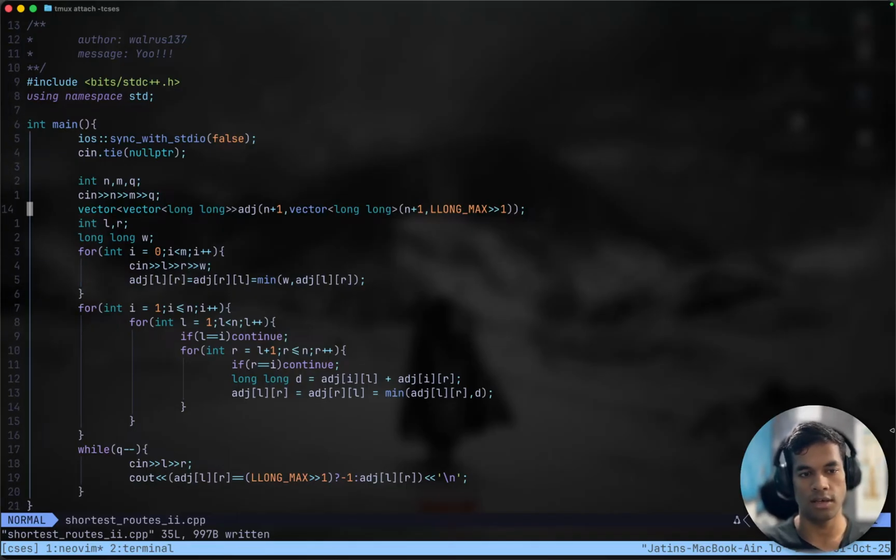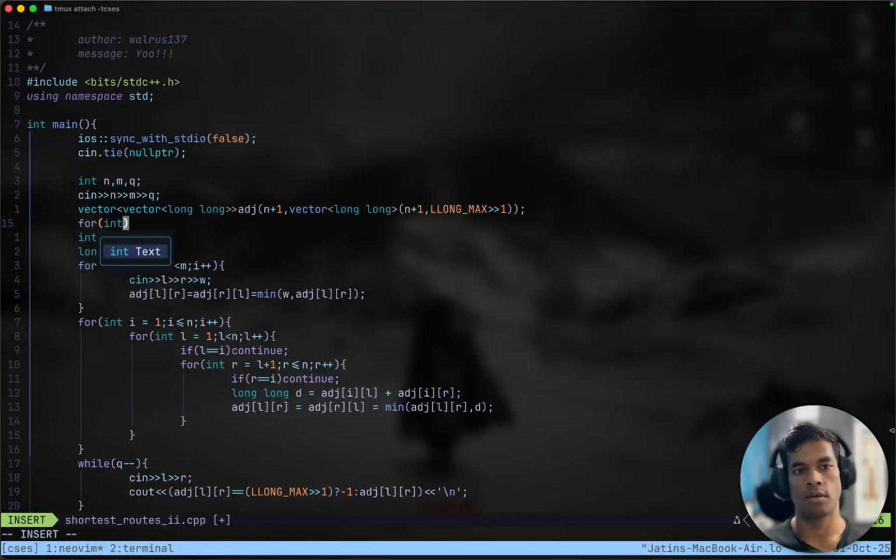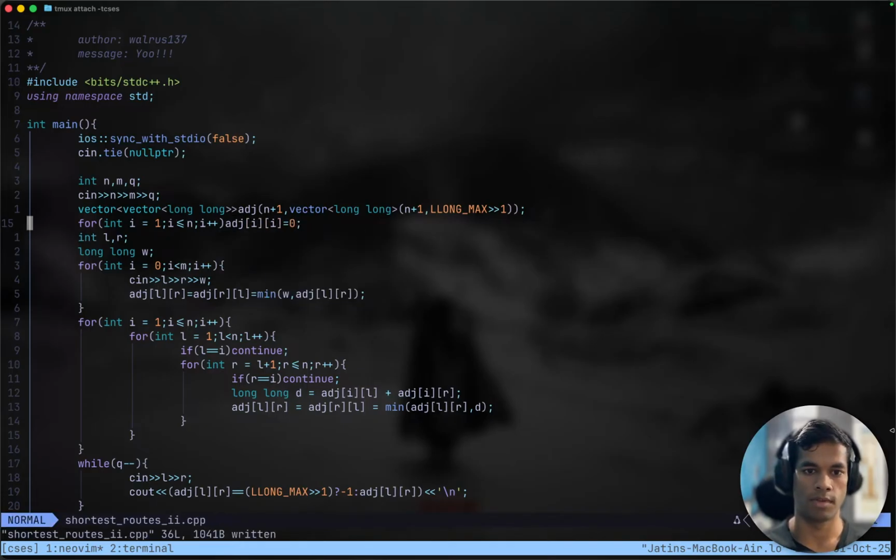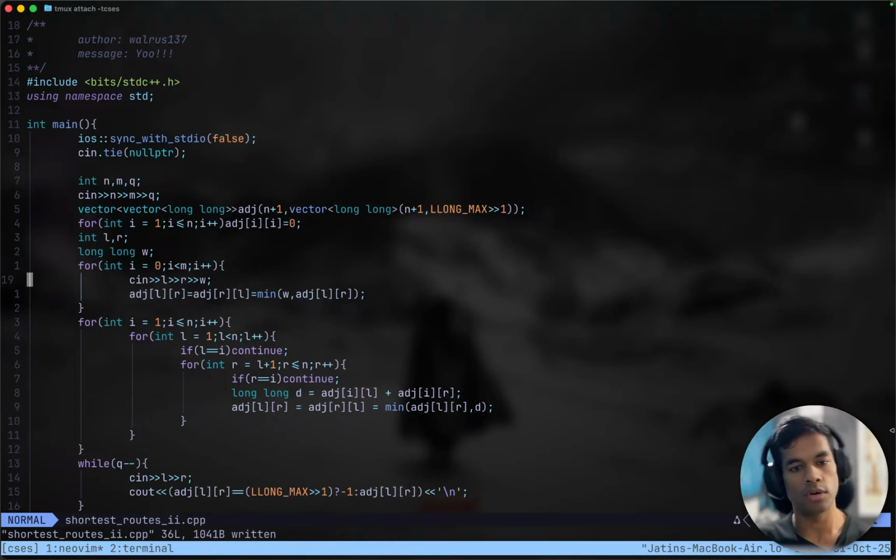Yes, I think yes. For i equals 1, i less than or equal to n, i plus plus, adj[i][i] equals 0. Like we don't take those roads. The road not taken, because we are already there.